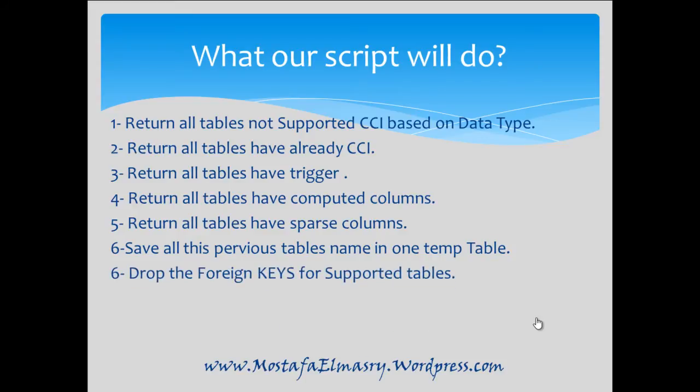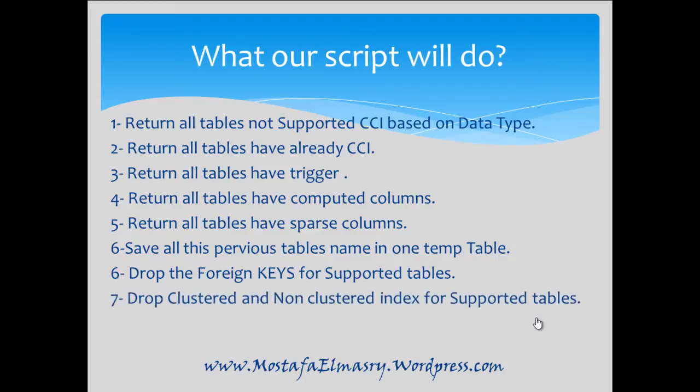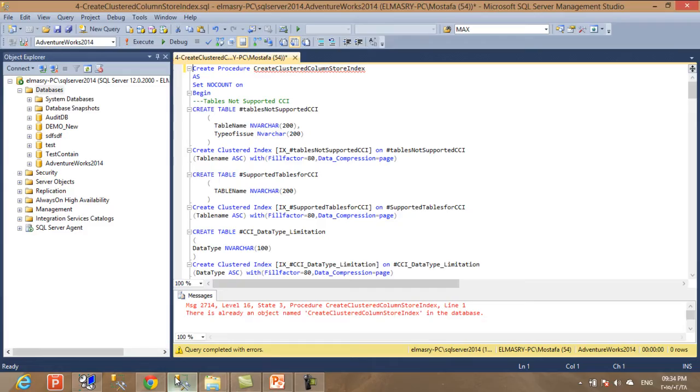Then I will drop all the foreign keys for supported tables. I will drop the clustered and the non-clustered indexes for supported tables. Then I will create the clustered column store index. One point here about dropping the foreign key: I will drop the foreign key and I will give you the rollback if you need to create it again. But if you need to create it again, you should drop the CCI. Let's go over the demo to see how we can do this.